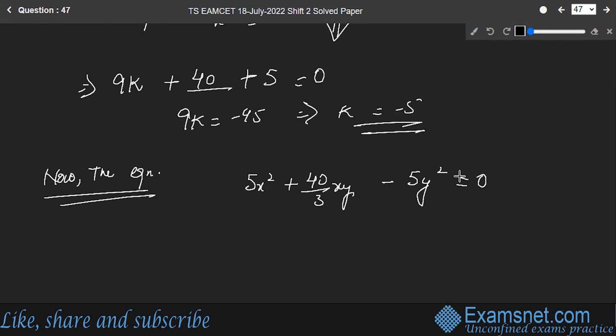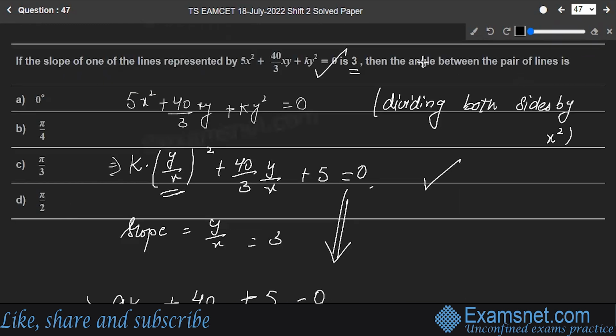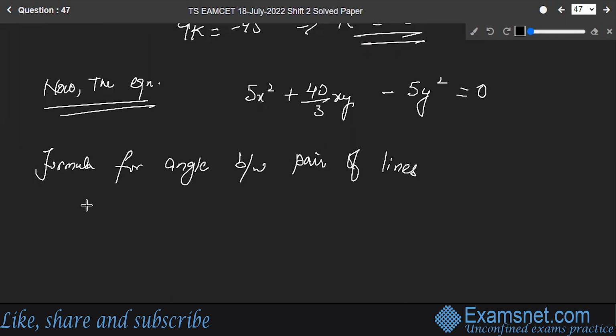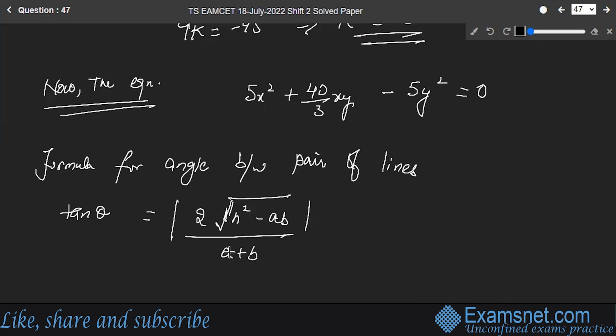So now, you have to find out the angle between the pair of lines. What is the formula for the angle between the pair of lines? For the angle between a pair of lines, it's given by tangent of theta is mod of 2 root h squared minus ab upon a plus b, right? Yeah, this root is under the whole root.